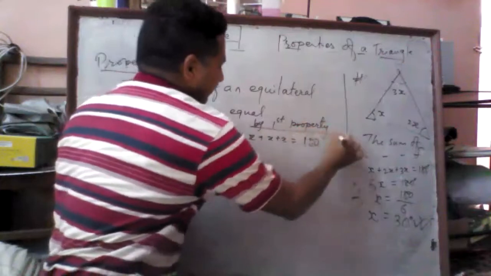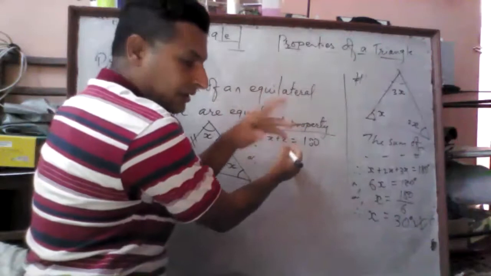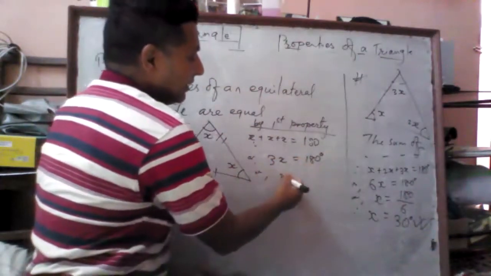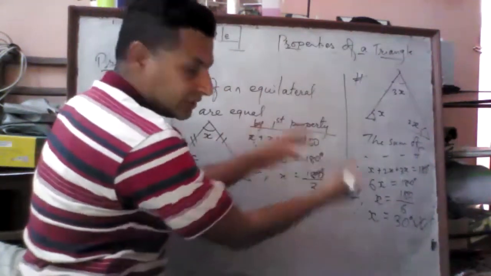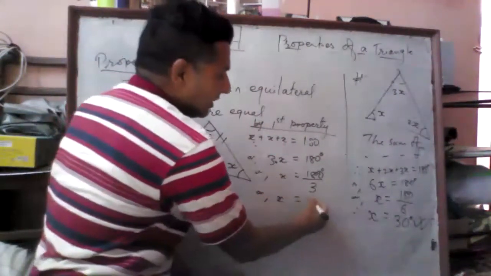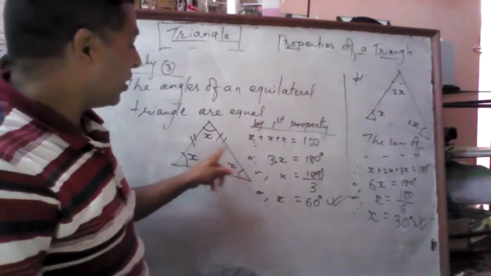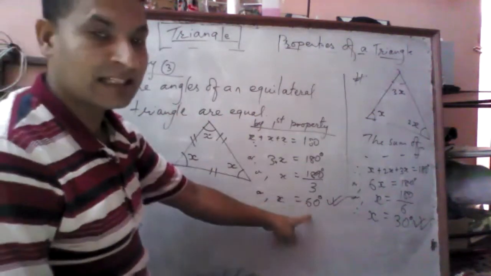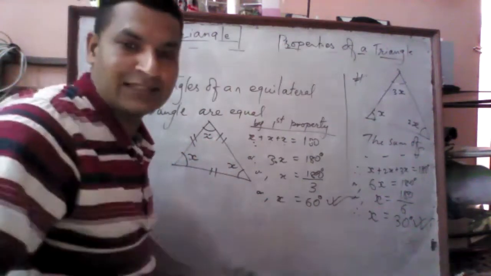So x, one monkey, another one monkey, one monkey, three monkeys, like that. 3x, we can add these terms and find the value of x. 3 is in multiplication form, so it goes to the other side as division, and dividing gives 60 degrees. So we come to know that each angle of an equilateral triangle is 60 degrees. It means all the angles are 60, 60 and 60 degrees, like this.